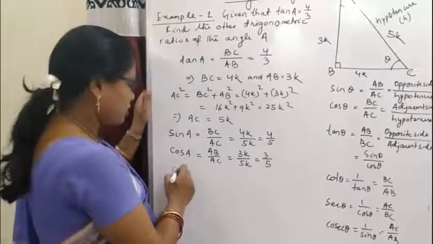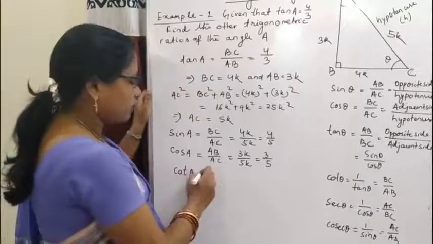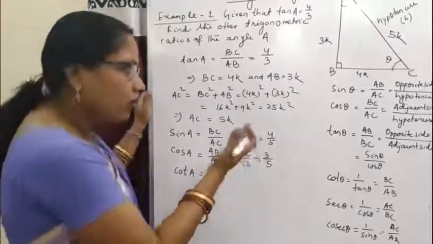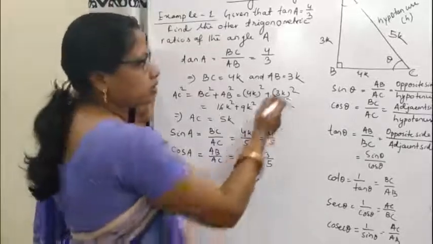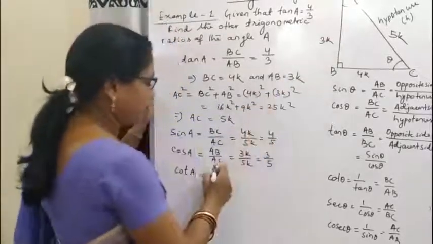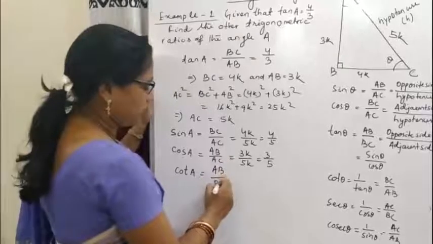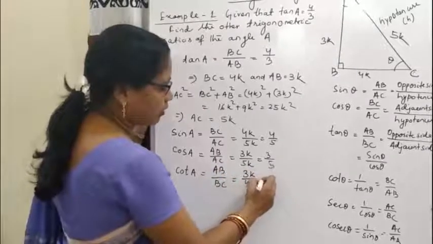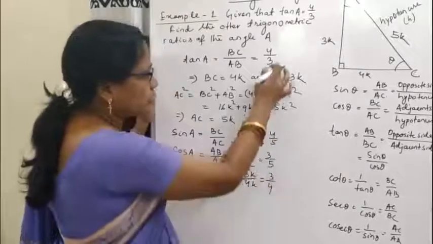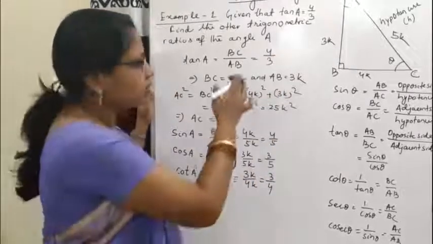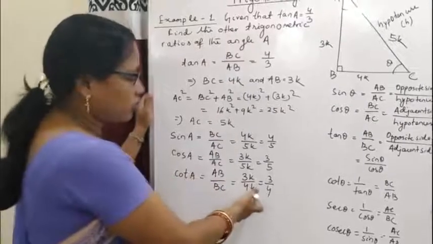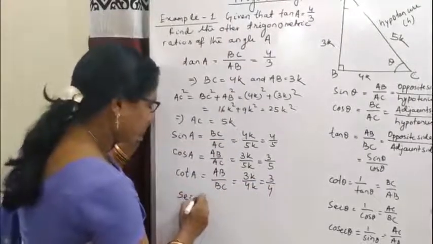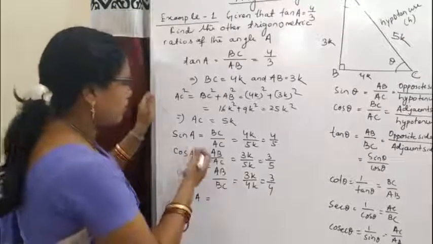Then what is cot A? Cot A is 1 by tan A, or adjacent side by opposite side. So this is AB by BC, which is equal to 3K by 4K, that is 3 by 4. It is given that tan A is equal to 4 by 3, so that means cot A is equal to 3 by 4. Then sec A. Sec A is 1 by cos A.